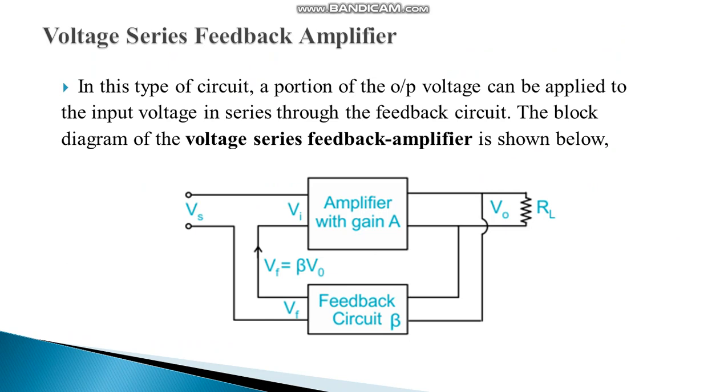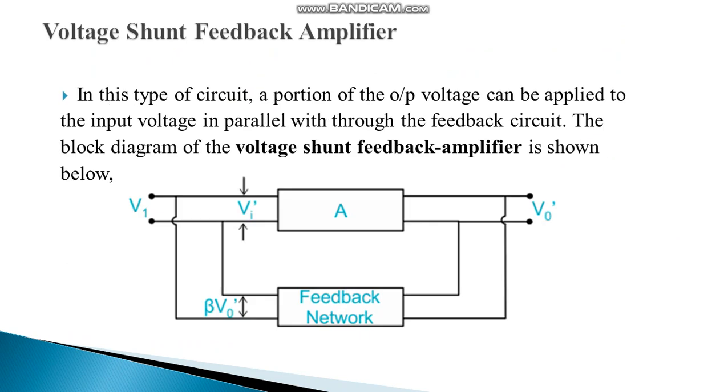So here Vs is the input signal and V0 is the output signal. Vf is the feedback signal. Here beta is the feedback ratio. In this block diagram there are two sections. One is the amplifier section and another one is the feedback circuit.